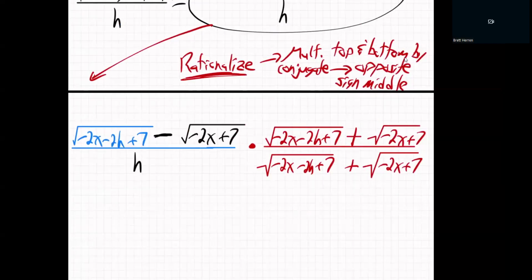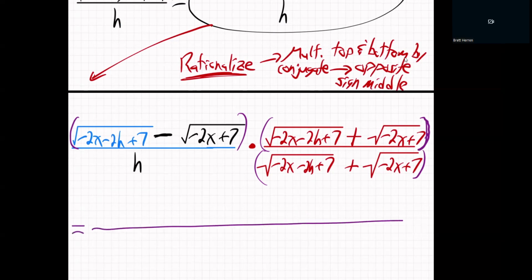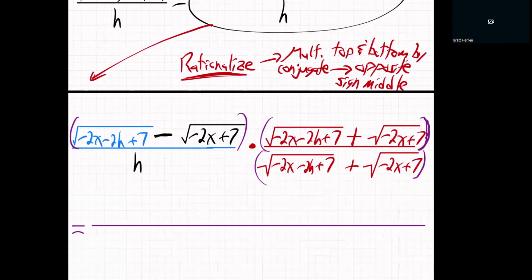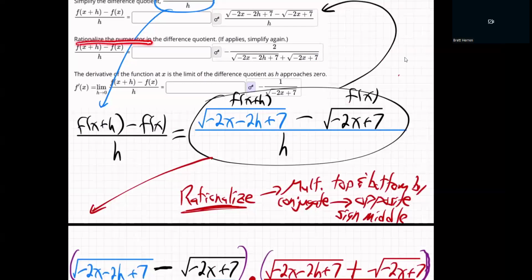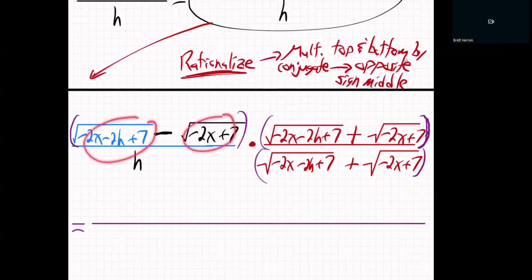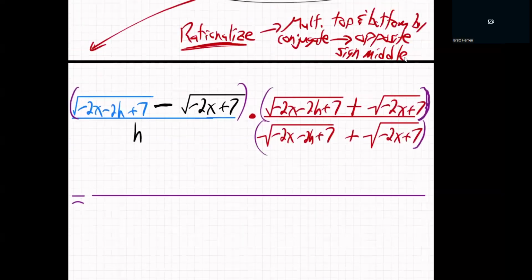So I'm going to put parentheses around these guys, and I'm going to multiply. And it's going to be fun. Here we go. So that's what it means when they're saying on this part C, rationalize the numerator. They mean whenever you've got roots, you want to multiply by the exact same thing, but the opposite sign in the middle. That's called the conjugate. We use conjugates a lot in math.